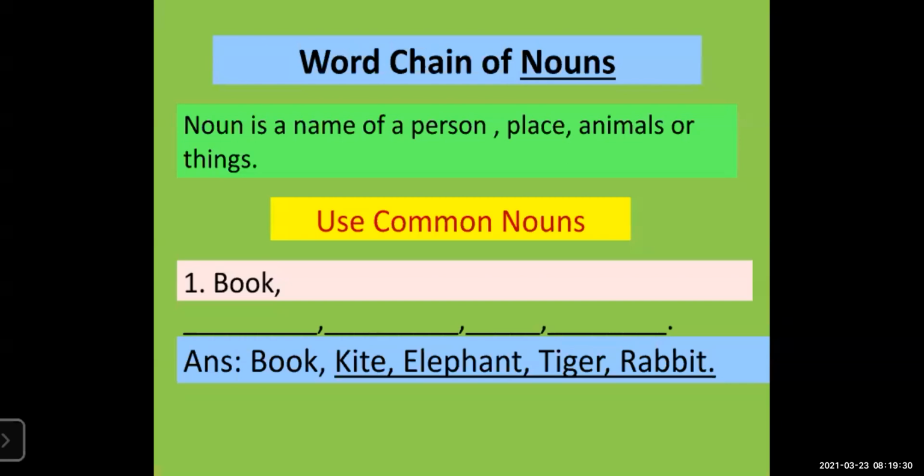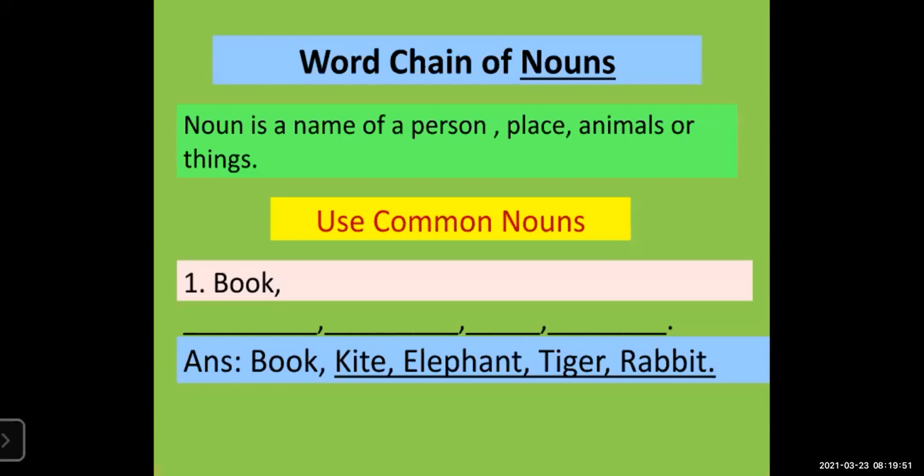And if I say, "Students, stand up," boys and girls, everyone will stand, and it is a common noun then. Students, both boys and girls, will come in common noun. So this is the difference between proper noun and common noun.